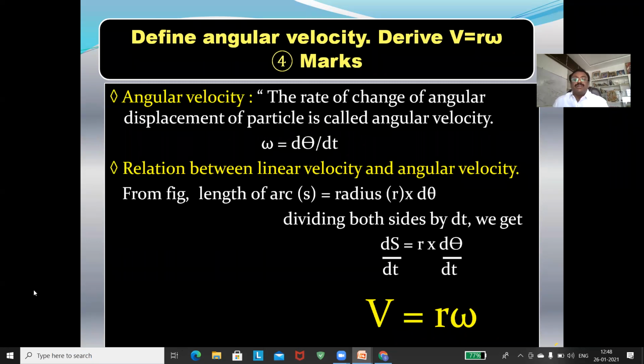On the relation between angular velocity and linear velocity, there is one question framed in your textbook for 4 marks for short answer questions. The question is like this: define angular velocity. Derive v is equal to r omega. So what is an angular velocity?